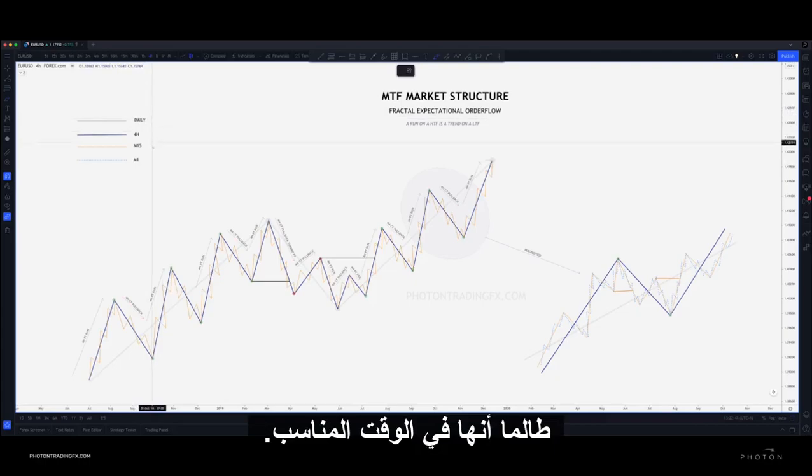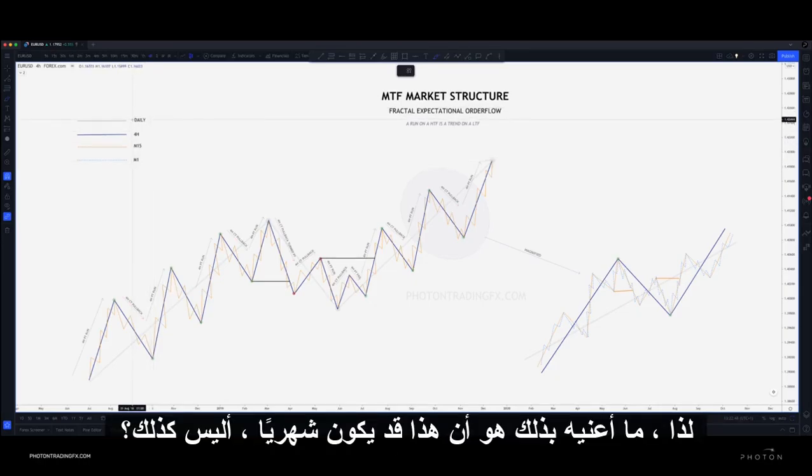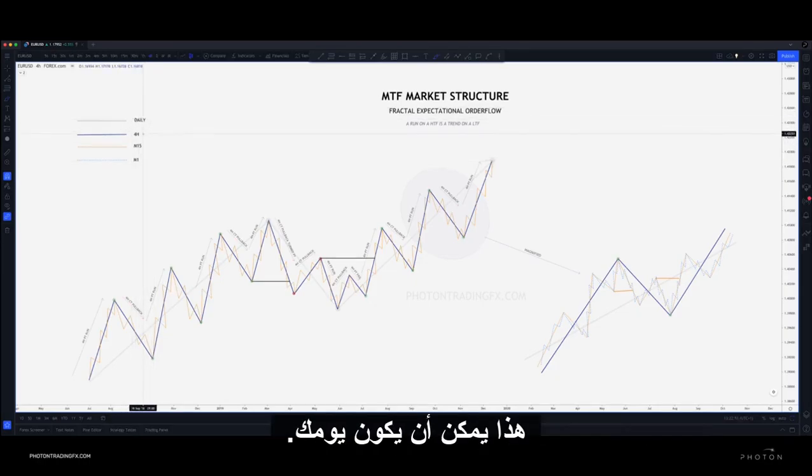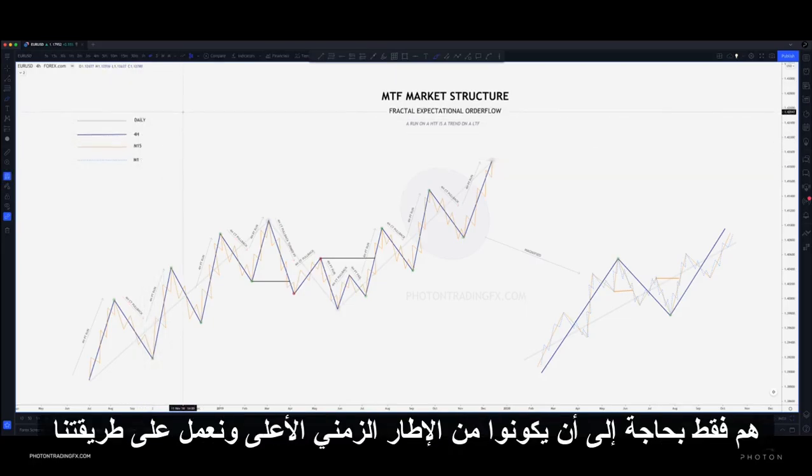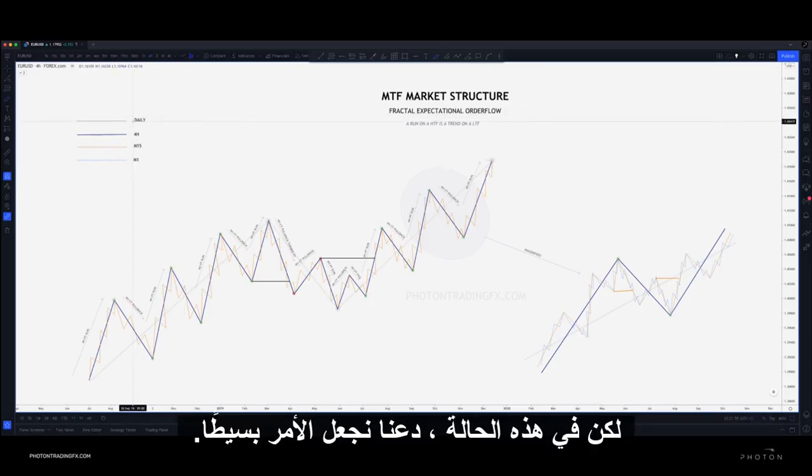just as long as they are in time order. Okay, so what I mean by that is this could be your monthly, right? This could be your daily, this could be your 4 hour, and this could be your M15. They just need to be from the higher time frame, and we work our way down. But in this case, let's keep it simple, right?